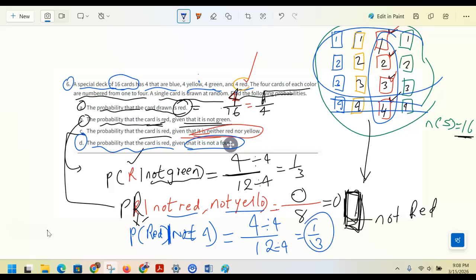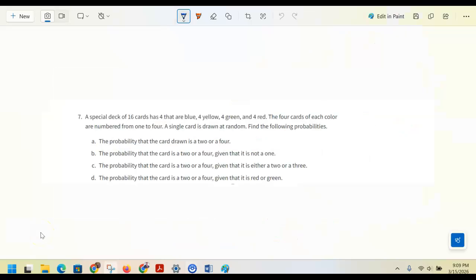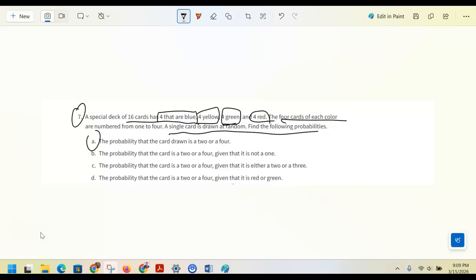So let's go to question number 7. Now, I don't have the visuals. Let's do directly this question. They have the same question. You have 4 blue, 4 yellow, 4 green, and 4 red. So there are 16 cards. 4 cards are picked. Everything is the same. But this time the question is asking what is the probability that the card drawn is 2 or 4? So either it is 2 or 4.